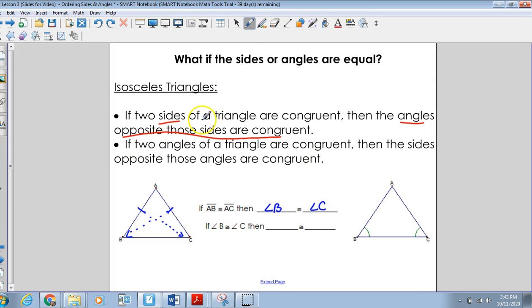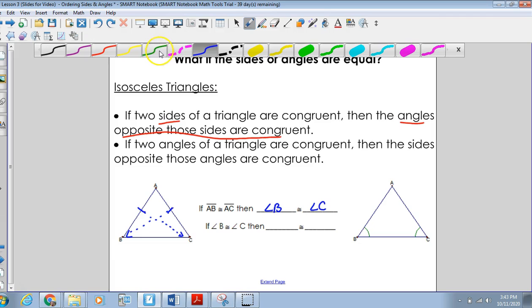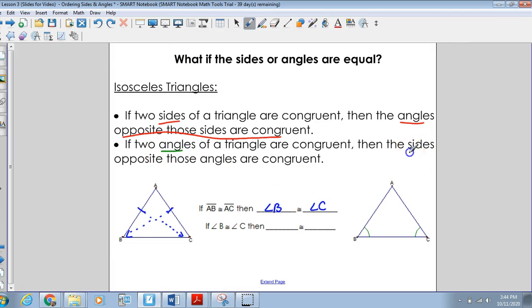And the second part up here, if two angles of a triangle are congruent, then the sides opposite those angles are also congruent. So in this figure over here, notice that we have two arcs down here indicating that angle B and angle C are congruent. So if angle B is congruent to angle C, then the sides opposite are also congruent. Then that means that side AB is congruent to side AC.